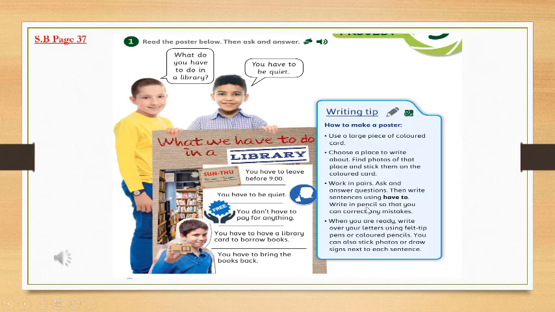Write in pencil so that you can correct any mistakes. You are going to write with pencils because if you have some mistakes you can correct them. When you are ready, write over your letters using felt tip pens or colored pencils. You can also stick photos or draw signs next to each sentence.